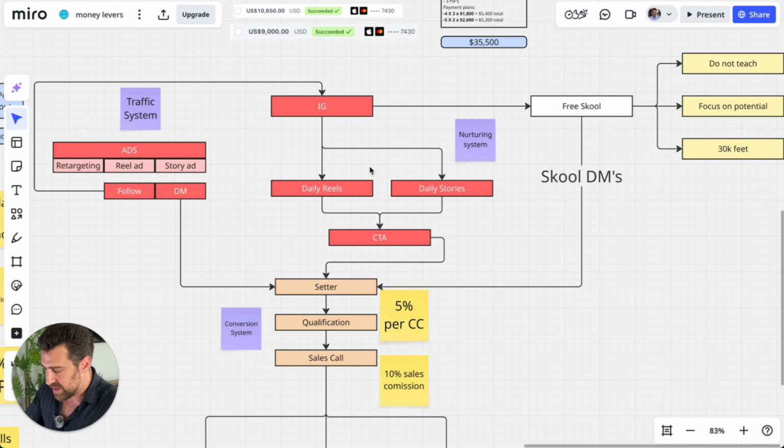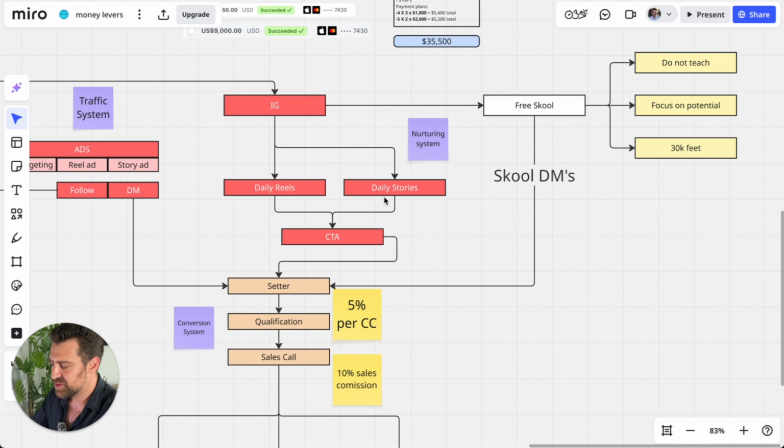Now, when it comes to IG, it's your nurturing system. And then we have daily reels and daily stories. Daily reels are giving insights. And what you want to do with your reels is not necessarily give them actionable tips, but you want to change their mind, because people will buy from you when you change their mind about a particular topic, okay?